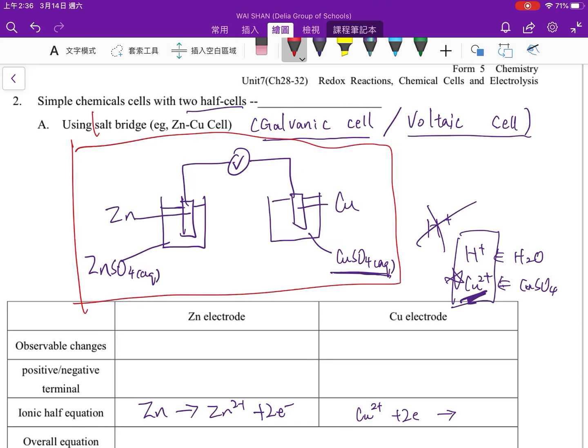We need one more thing, which we call salt bridge. What is salt bridge? It's a filter paper strip soaked in ionic compound. For example, we soak it into saturated NaCl solution. Saturated means the solution cannot dissolve more sodium chloride at a certain temperature, so it contains a lot of sodium chloride. Why do we use this one? Because it contains sodium ion and chloride ion.